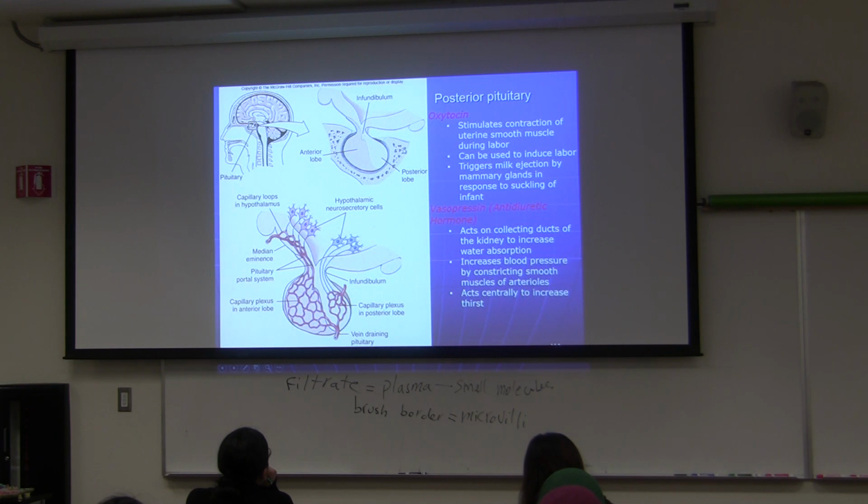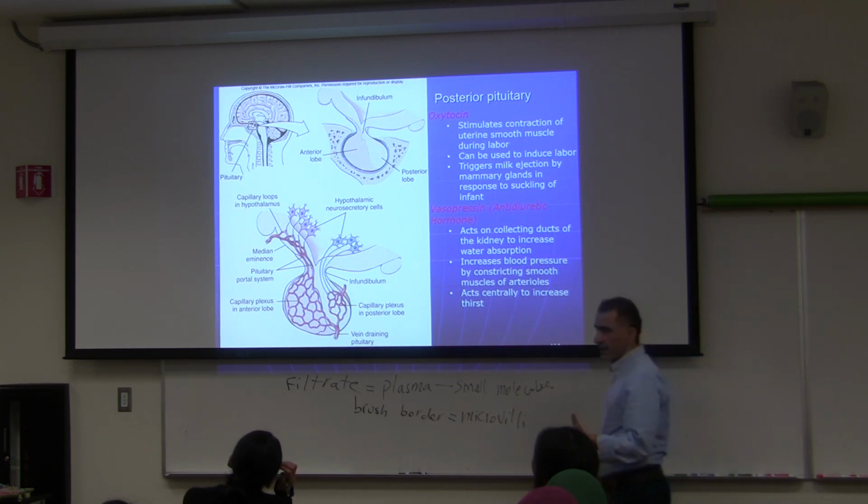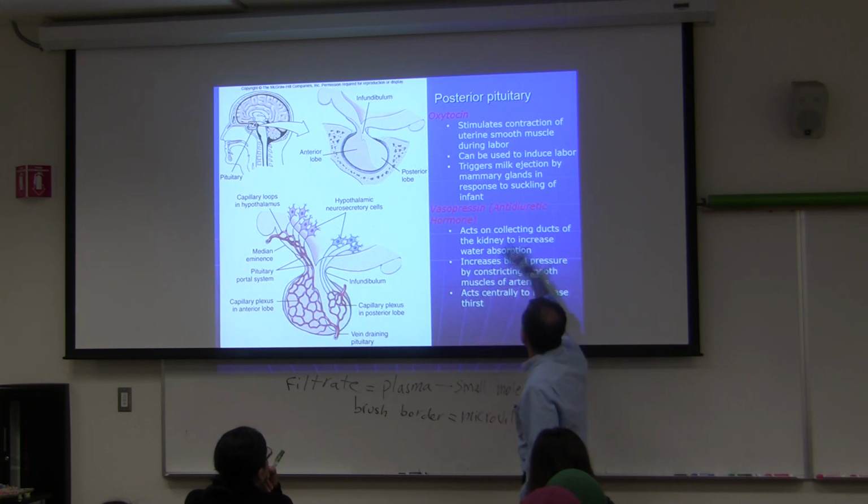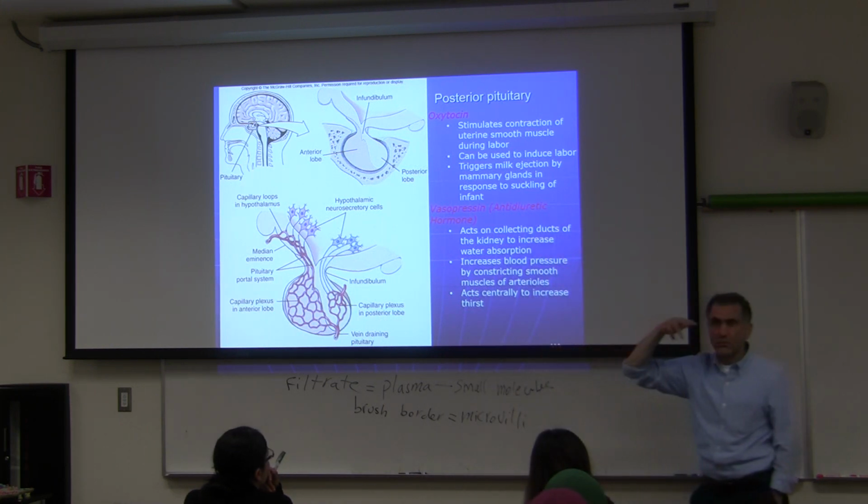And these are the bones of your skull, right here. So that's the story for posterior. And of course, you know, oxytocin is responsible for birth, stimulating contraction during the uterine, during the birth.